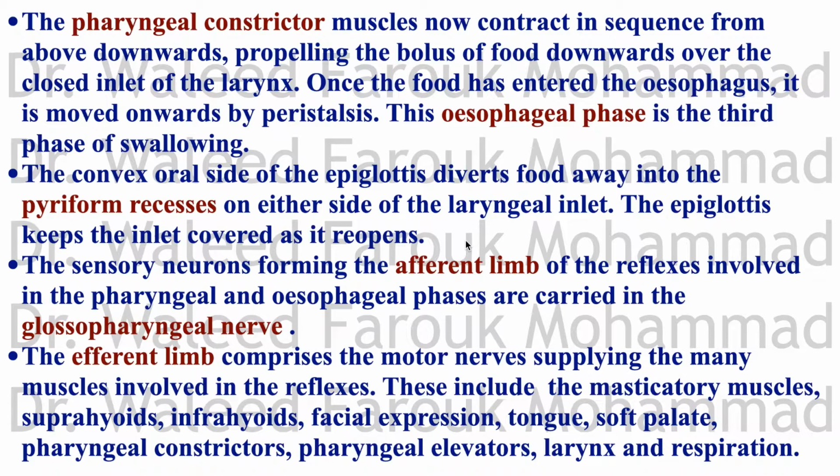Now, the epiglottis superior surface is convex, or the oral side of the epiglottis is convex. Why? To be able to divert the food to the sides, into the pyriform recess at the sides of the laryngeal inlet. The epiglottis keeps the inlet covered as a tree opens.